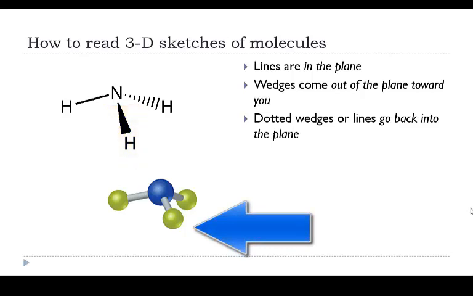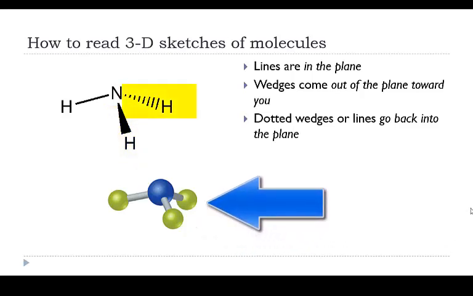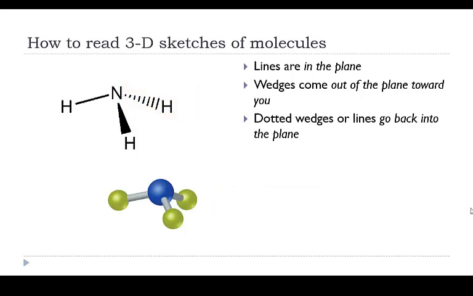And the dotted wedges or lines go back into the plane. So the dotted lines go back. Again, you can look at the picture of the molecule on the bottom. We're going to use those kinds of sketches to show what the geometry of the molecules actually looks like.